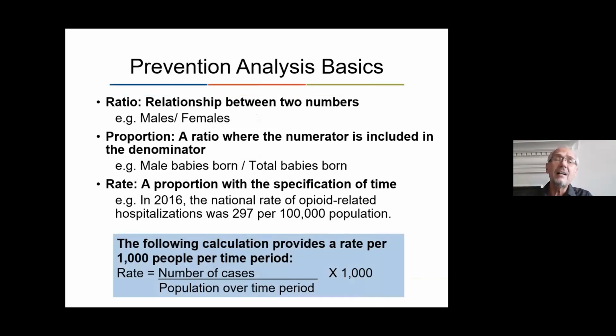So, prevention analysis basics: ratios, the relationship between two numbers; a proportion, a ratio where the numerator is included in the denominator, such as the number of male babies born in relation to the total babies born; and then a rate, a proportion with the specification of time. I'm not going to go through this at this point, because we will do this in a finer grain analysis in a later webinar.